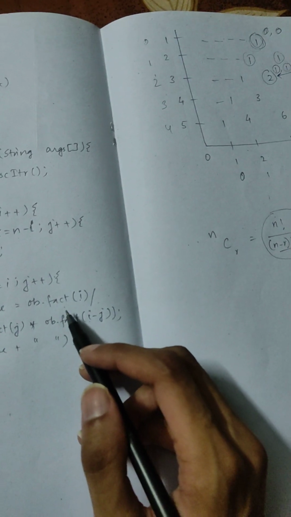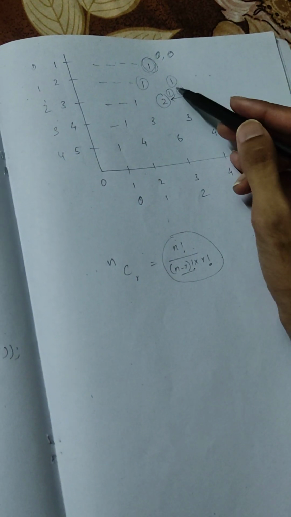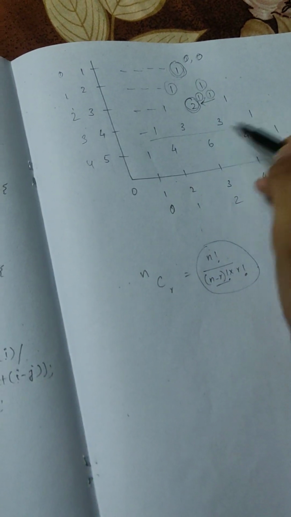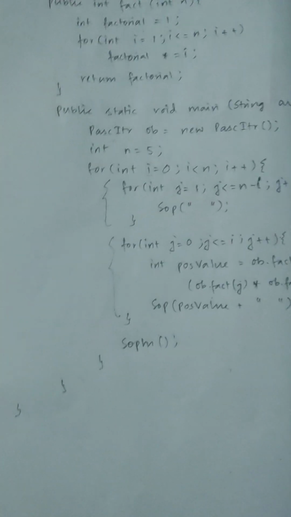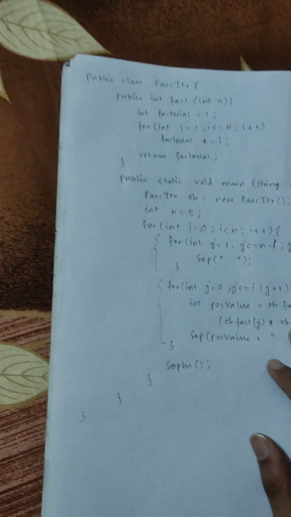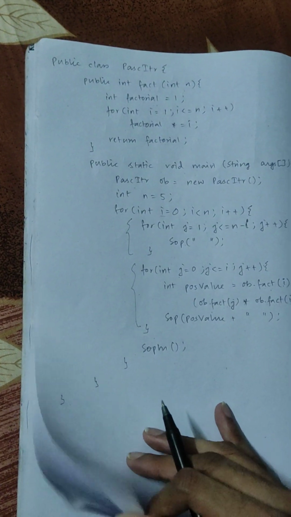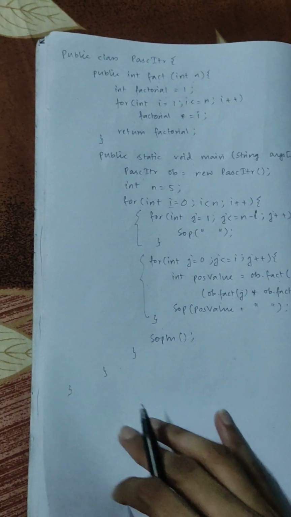So this will result to the answer 2. In this way, for the whole Pascal's triangle, we are calculating the values. So this is basically the basic iteration method to generate the pattern of Pascal's.